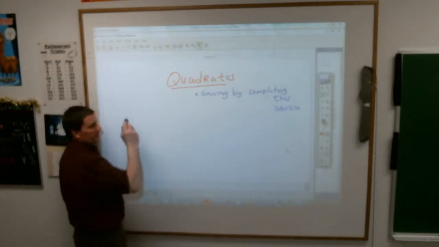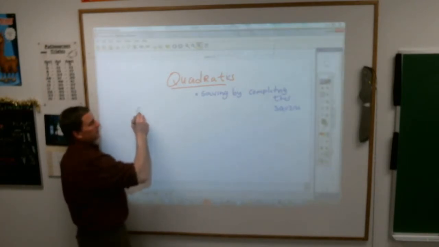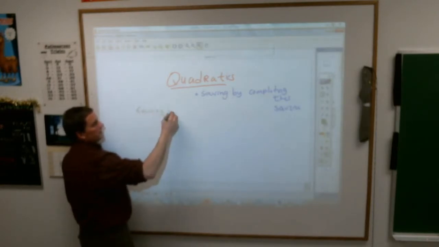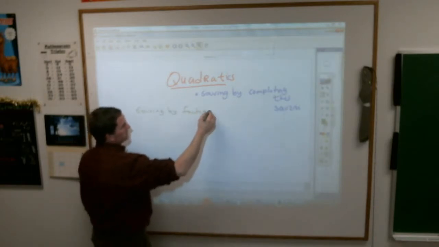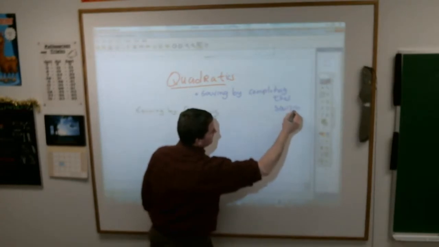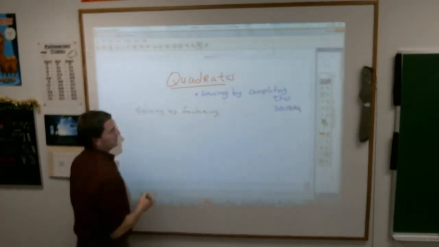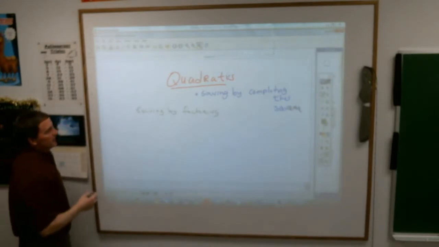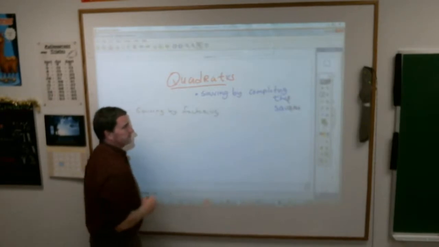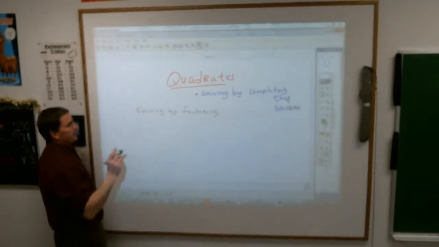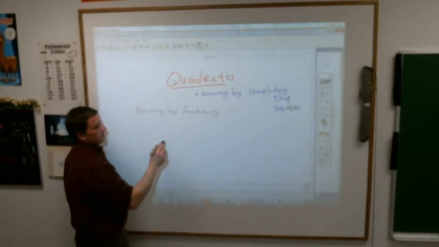Problem number one, we've done this before. We have done solving quadratics by factoring. That's really what we're doing when we're completing the square. Solving by completing the square. This is this, and it looked like this. Well, let me break it down to this.